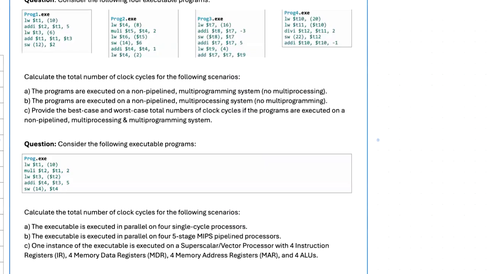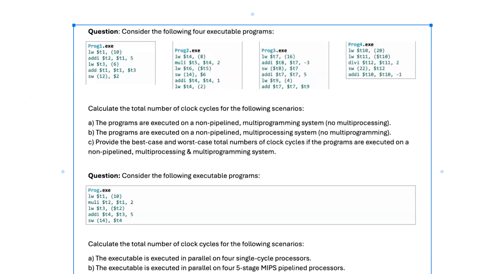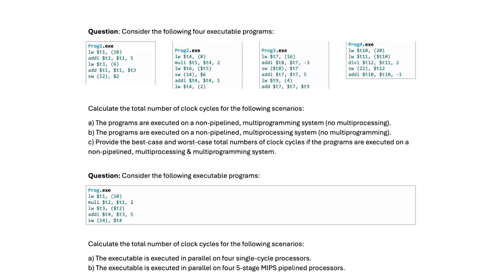So this is the exact same thing that we had before. Calculate the number of clock cycles for the following programs. The programs are executed on a non-pipelined, multi-programming system, no multi-processing. Okay, we're missing something here. Multi-programming, we have a manager that can manage a bunch of restaurants, but we don't have the restaurants for him to manage. How are we going to do anything? This is just going to be single cycle.